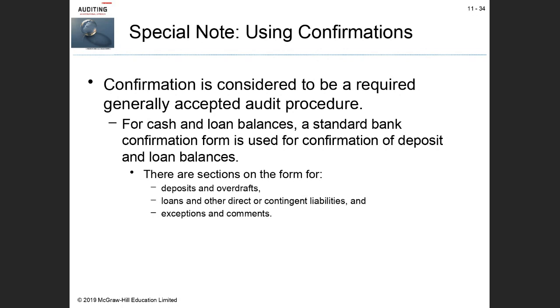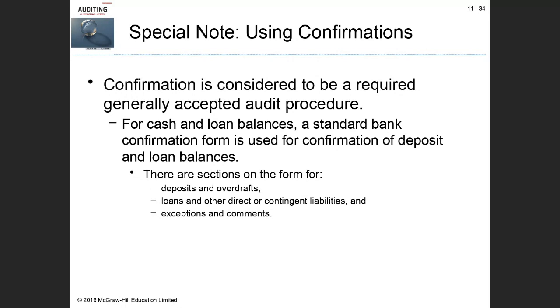So 475 is the blank one. 476 is what the response would look like when it comes back from the bank. And then on page 478, there's an example of a confirmation letter going to a customer, what we call a positive confirmation. We'll talk about that in a minute. And then the other form of confirmation that we've mentioned before, on page 479, is the negative type of confirmation. So we'll talk about these for a few minutes here.